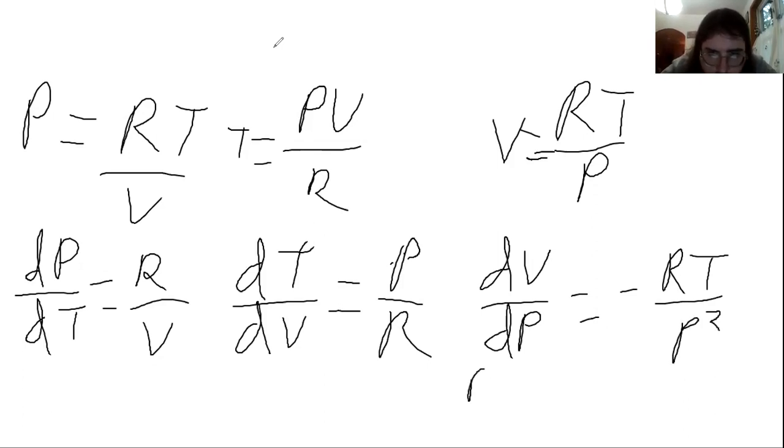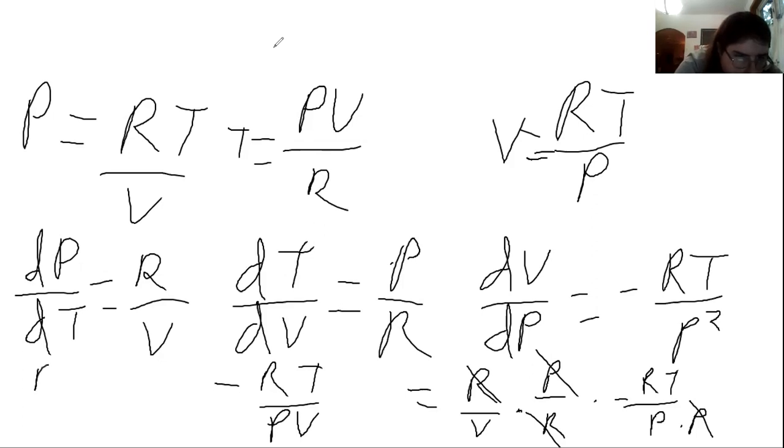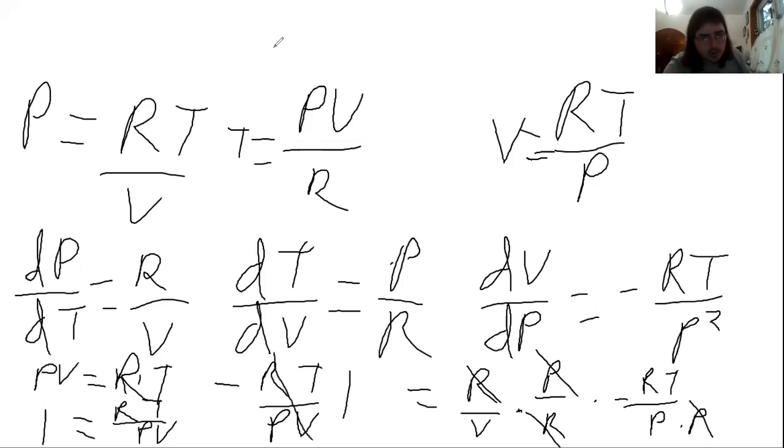So what we have, we do that, R over V times P over R, those cancel out, times negative RT over P times P. So those P's cancel out. So you're left with negative RT over PV, which on itself, that's not equal to -1, or is it? Because PV equals nRT. So if you divide both sides by PV, you get 1 is equal to RT over PV. So that whole thing cancels out to give us 1. So we have -1 is the solution to that cyclic function.